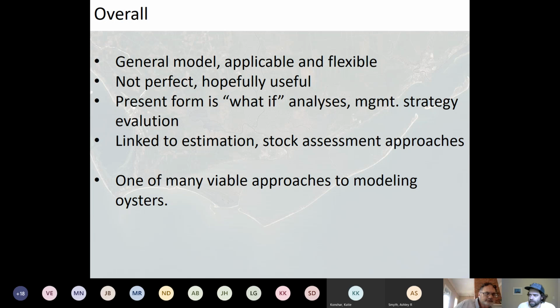Its present form is really to do what-if analysis, management strategy evaluation. To make it more believable, we have to make sure that the scaling of the model lines up with reality, and that is done through fitting it. That turns it into stock assessment approaches. And again, the most important thing is this is one of many viable approaches to modeling oysters. I don't think that it is necessarily the best one. It's the one that I'm using now. And the main step forward with this is, I guess, taking a pretty standard fisheries population dynamic approach that can be turned into these other things like the stock assessments and the management strategy tools, but trying to make sure that we're representing the key dynamics about oysters, which is especially how they create their own habitat.